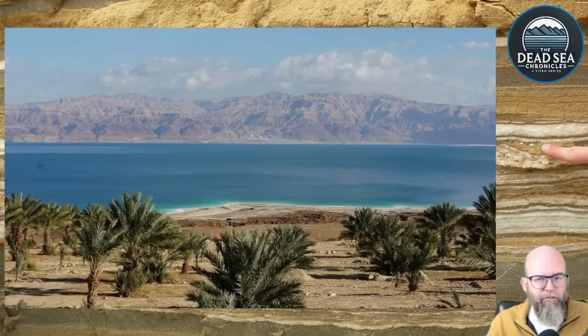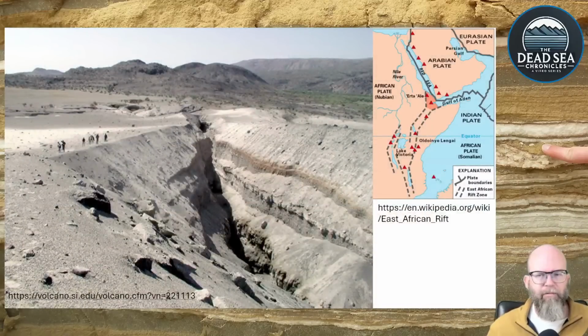And it's still dropping at a pace that's probably faster than it's filling up with sediment. And so the future suggests that it's just going to get deeper. The basin is going to get deeper. Now, the Dead Sea Transform is a pretty unique place.